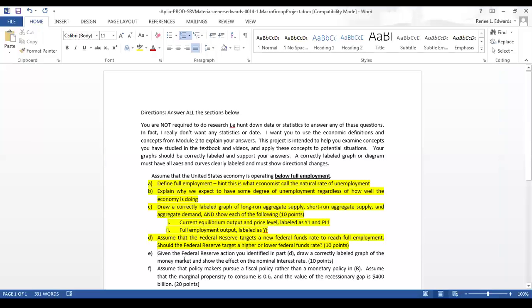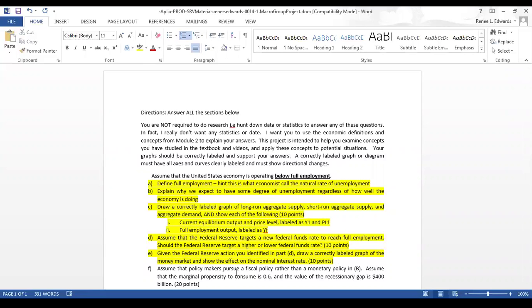So let me clear that, make sure I'm answering all the questions. Let's go back and look at the questions. Okay, so we just did that. We drew a correctly labeled graph of the money market and showed the effect on the interest rates. What we showed is that the interest rates actually fall. Right? Assume the policymakers pursue a fiscal policy rather than monetary policy. So instead of doing monetary policy, we're going to do fiscal policy. Fiscal policy were those three, where they could either manipulate the taxes, they can manipulate government spending, or they can manipulate the transfers that are paid out.